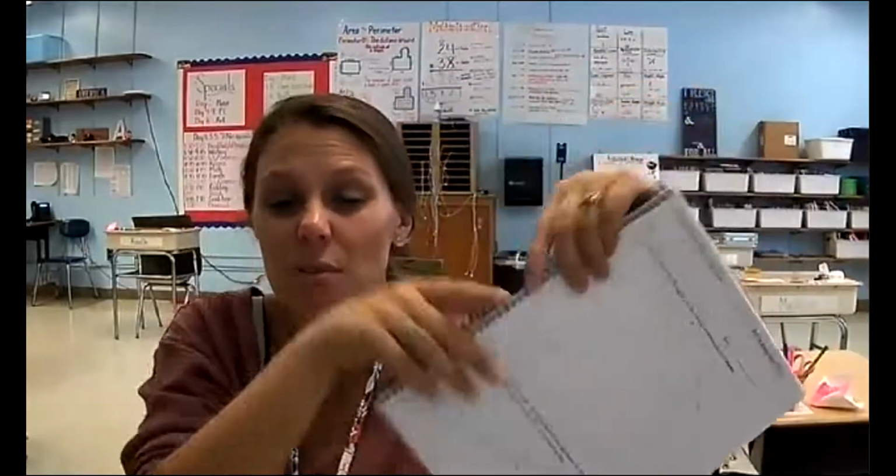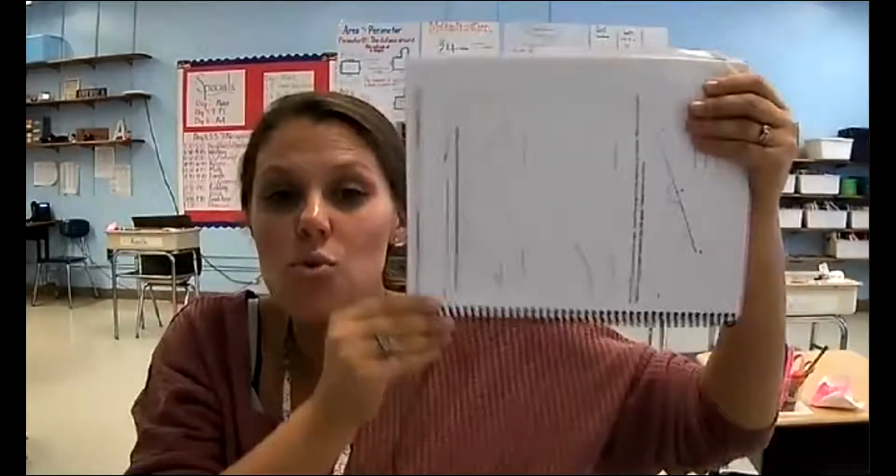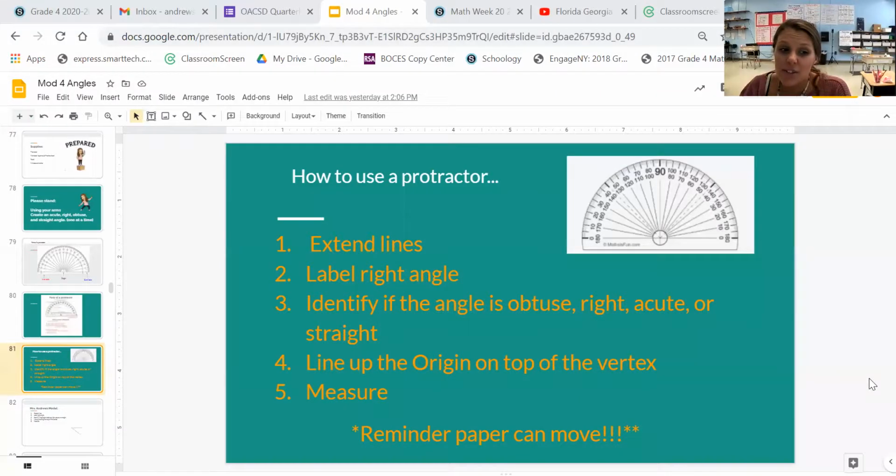So if you're measuring and you're like, oh, I can't fit my protractor there, or I can't measure the angle, well, try a different perspective. Try moving that paper. I'll show you what I mean in a minute, okay? What I would do if I were you, I would take a screenshot of these steps so you have them to refer back to if you forget or need them.